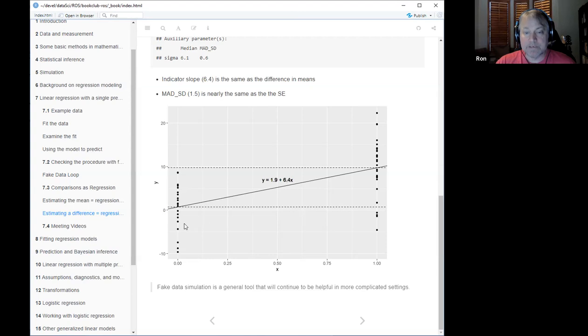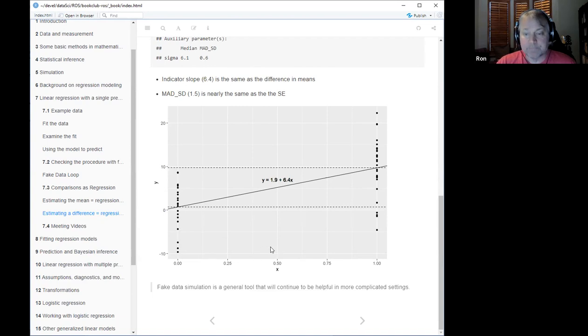And so it's basically saying, if you look at it like this, what's y? Well, if x equals 0, then we're talking about the first group, right? Then y has a mean of 1.9, which is what it should be. And then if x is 1, then y has a mean of 6.4 plus 1.9, which is about 10, right? Yep. And that's where that dotted line is right there.